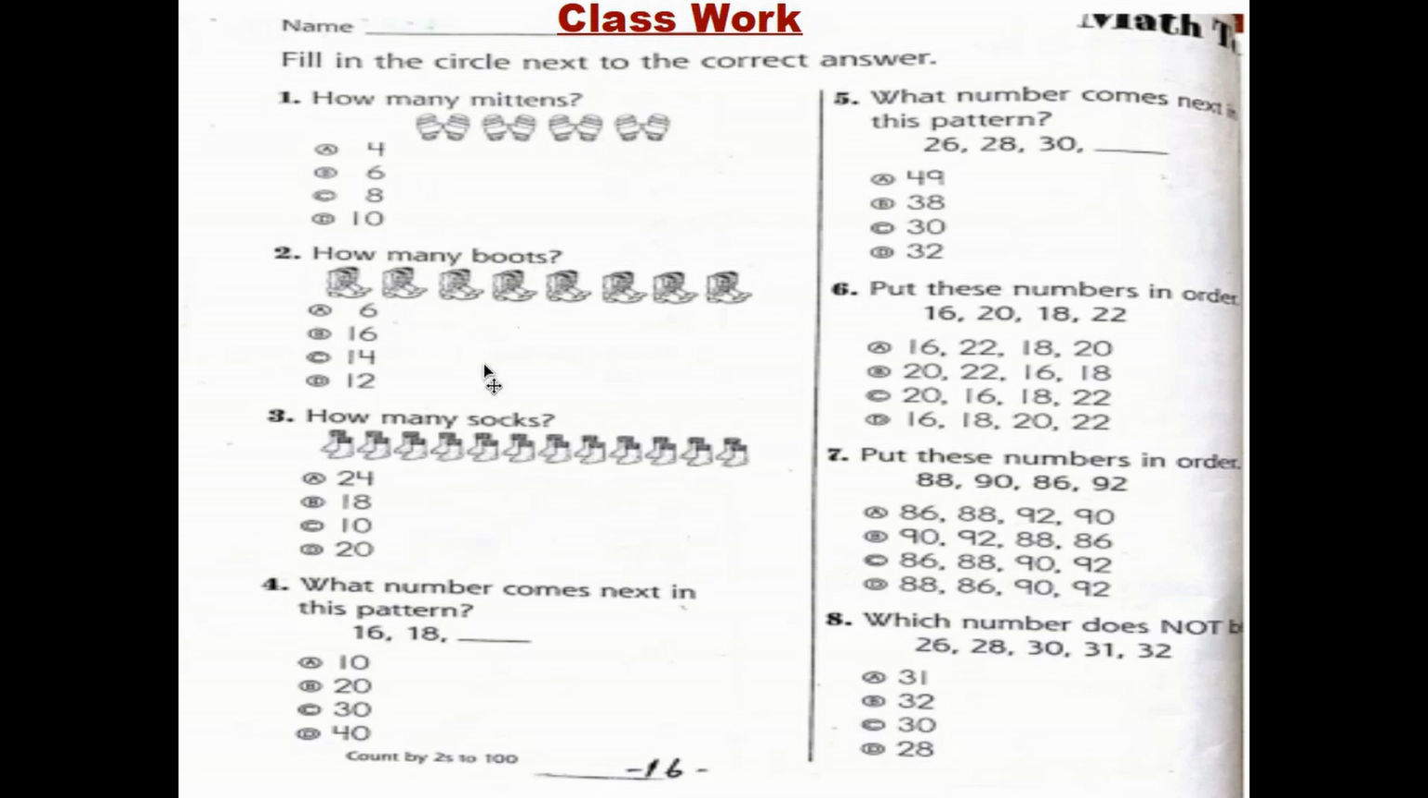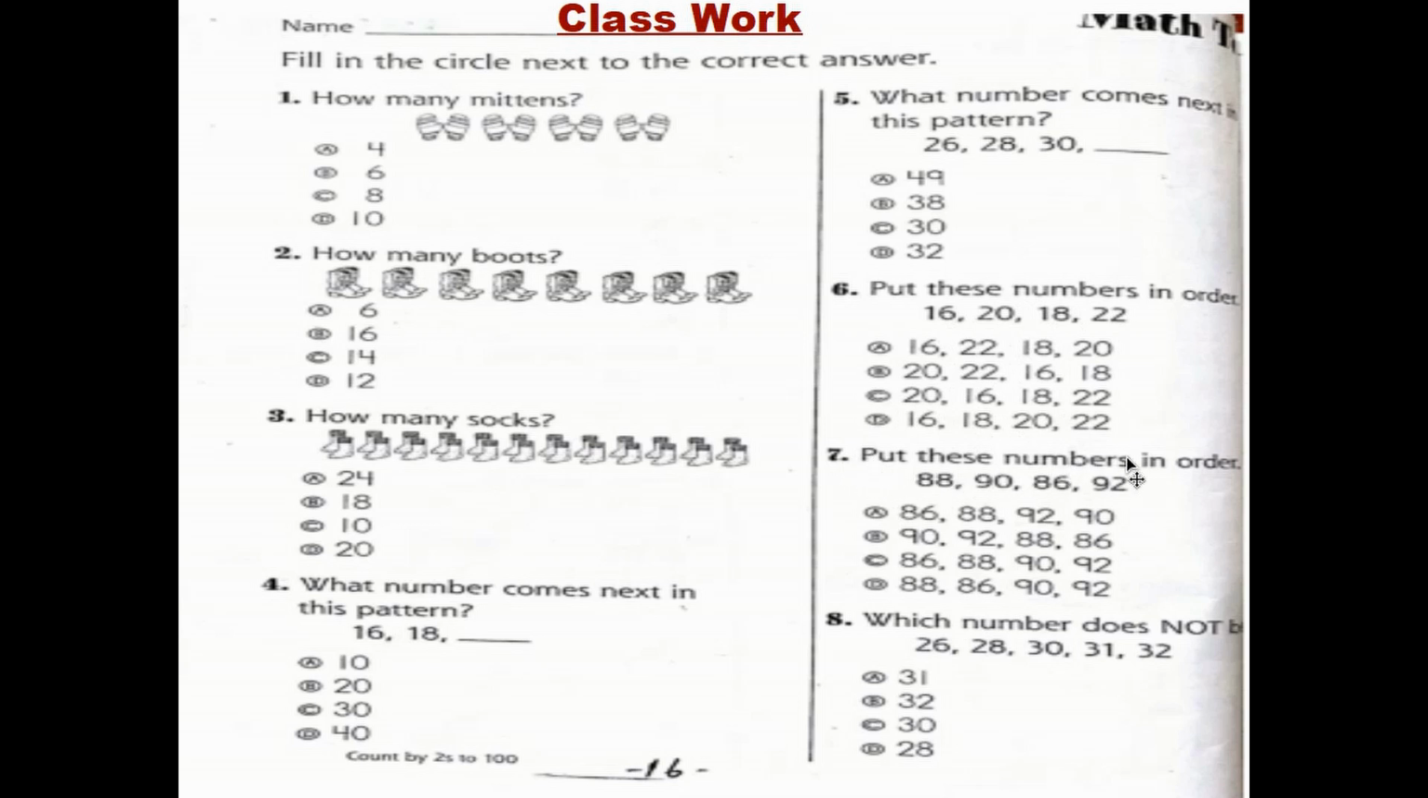And also you have how many boots? Number 3, how many socks? Number 4, what number comes next in this pattern? 16, 18, what next? Number 5, what number comes next in this pattern? 26, 28, 30, dash. Number 6, put these numbers in order. 16, 20, 18, 22. When you put these numbers in order, what will be the answer?